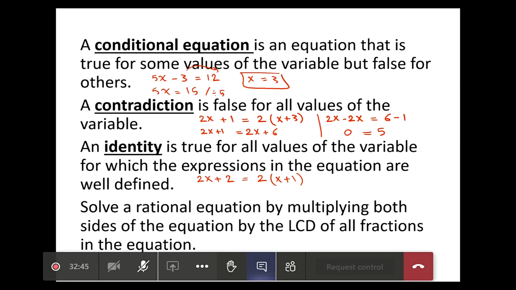So the solution belongs to R. 100%. The solution set is R. Why? Look at this. 2x plus 2 equal 2x plus 2. This is the same expression on both sides. Okay, move the 2x: 2x minus 2x 0, 2 minus 2 0. So always the left hand side is 0 and the right hand side is 0.